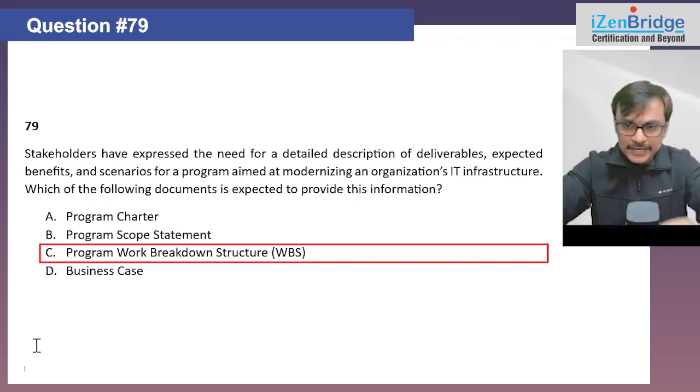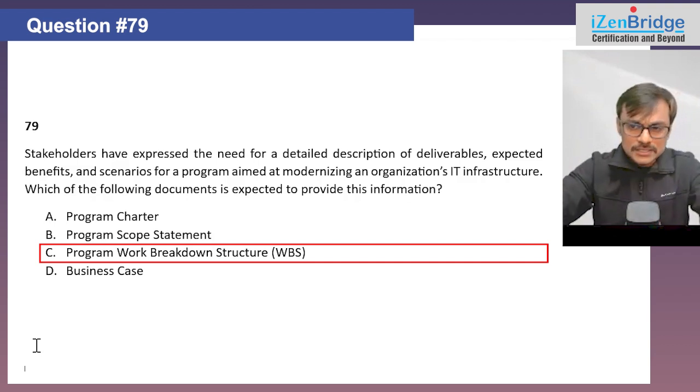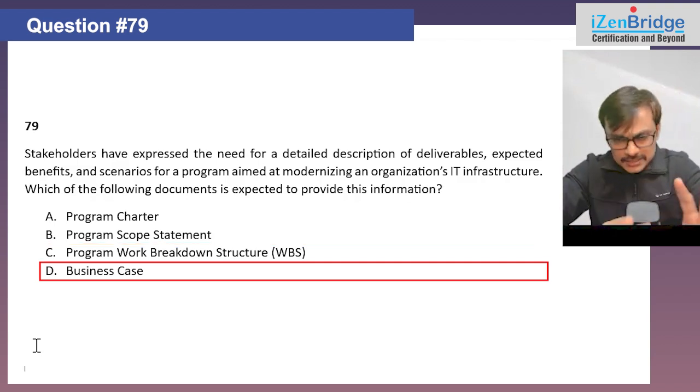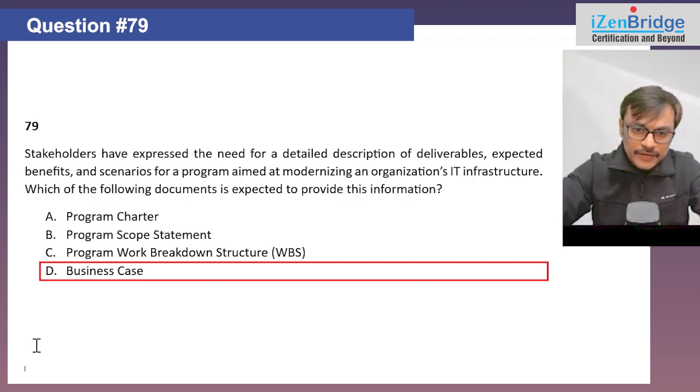It's a hierarchical diagram by default. You may think that WBS may have a WBS dictionary also, but that's not set. They are asking for one artifact. Business case, it's primarily made for justification, not necessarily talking about deliverables. The business case definitely has benefits identified, yeah, but the main purpose of a business case is justification of the program.